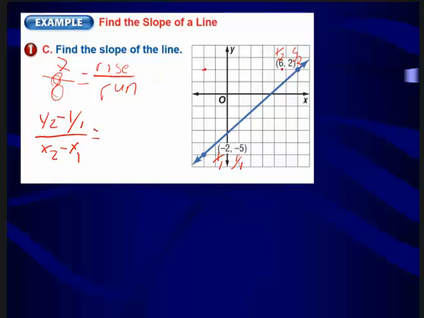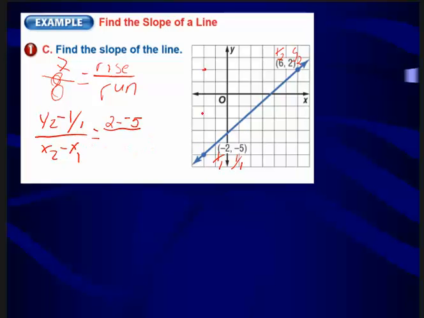y2 is the y value of my second point, which is 2. From that, I'm going to subtract the y value of my first point, which is -5. Don't forget that you are subtracting here and you still have a -5. You need both of those negative signs in there. Don't take this negative right here as your subtraction sign. It's not.